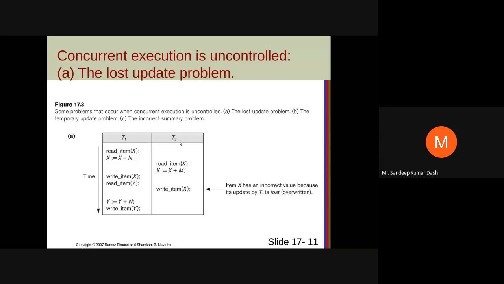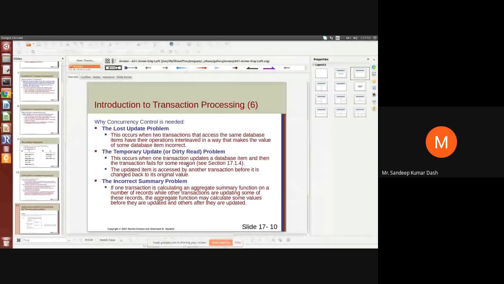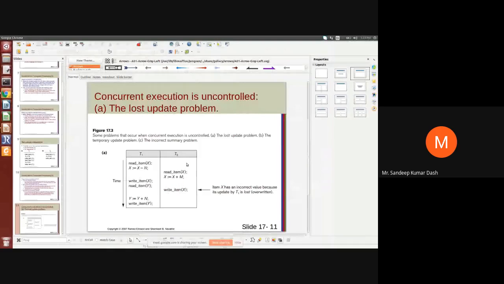When T2 is reading at the third clock cycle, how much value of X will it see? Because T2 is trying to read that item X. T1 read that item X as 50. It updated 50 minus 5. Here X becomes 45. So how much will this be reading? How much value will be available for T2? Tell me one by one. How much value will T2 be seeing? 45.